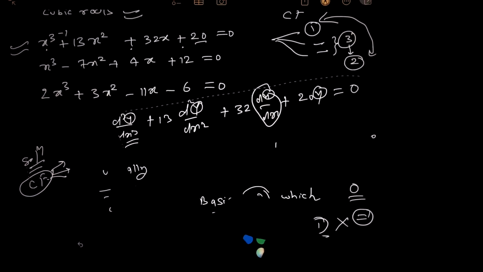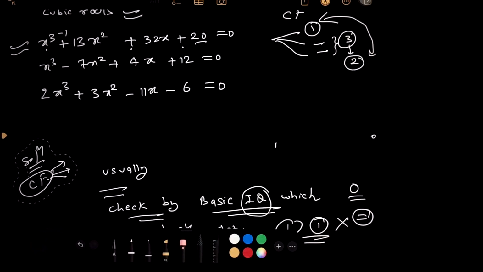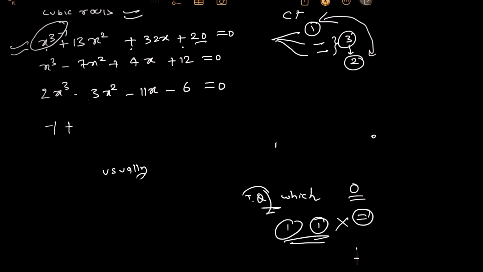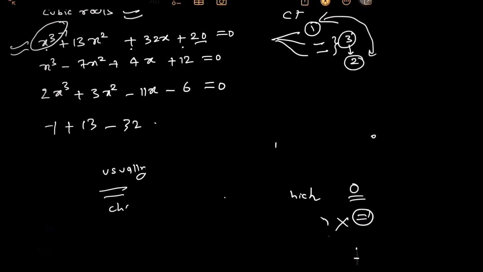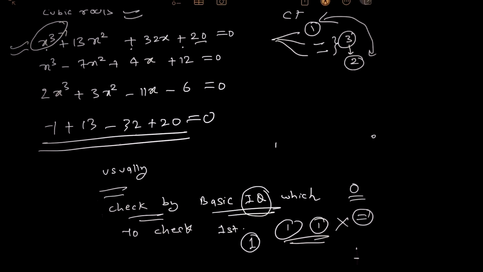Okay, so I'm just cleaning this board. Okay, go for minus 1. So see, x cube, if you put minus 1, it will become minus 1. Then 13x square will become plus 13. Then here it will become minus 32. Then here plus 20 is equal to 0. Now we check, is this being 0 or not?